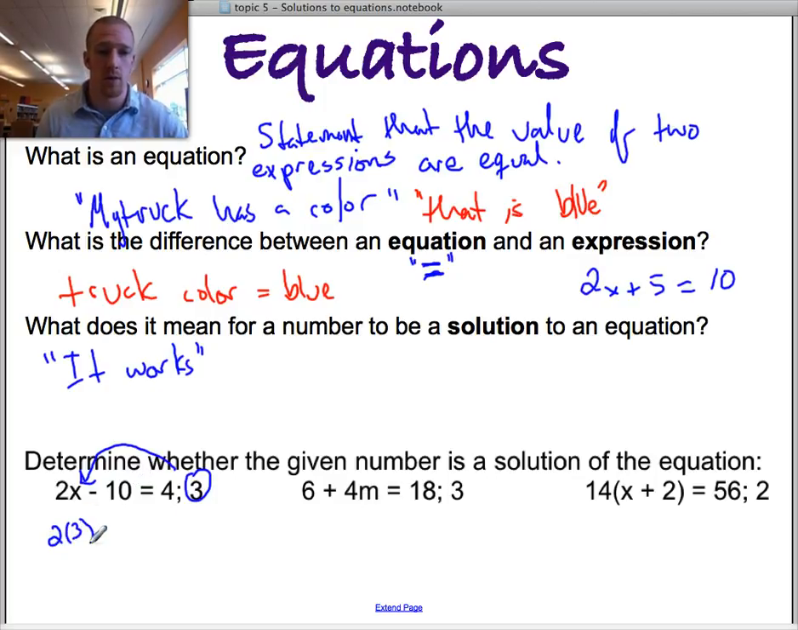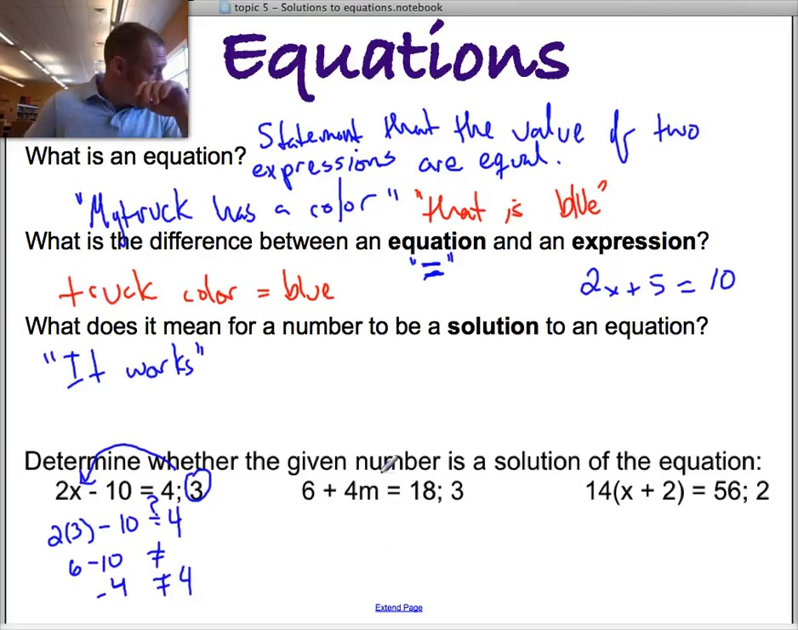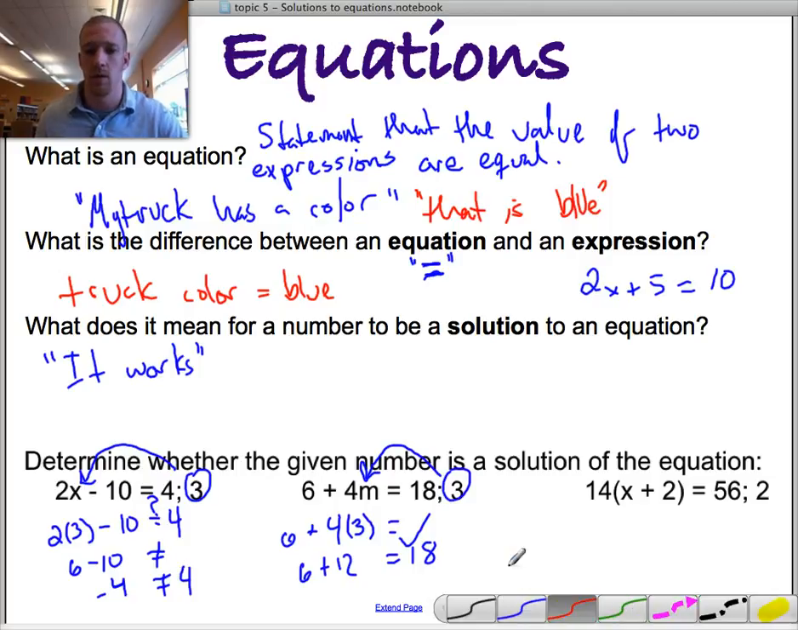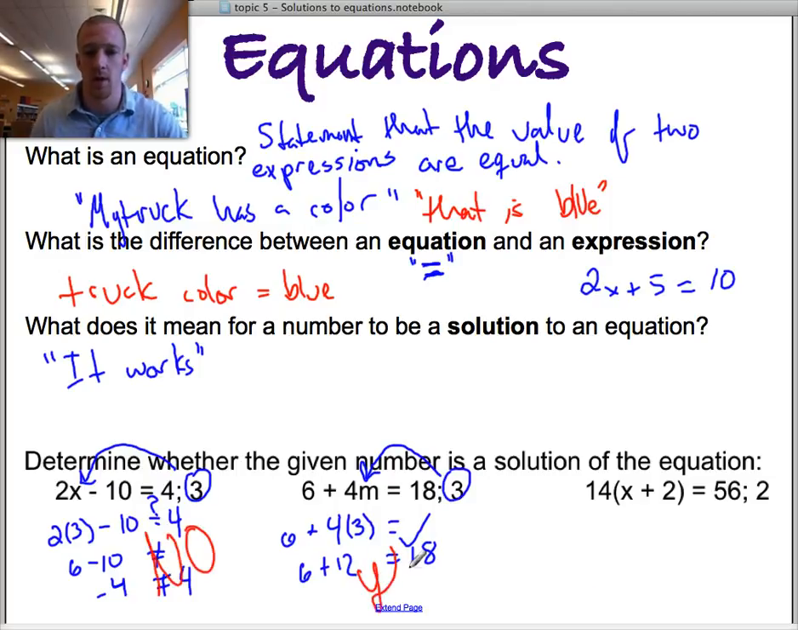So 2 times 3 minus 10 equals 4. Is that true? I like to put a little question mark over the equal sign if I'm wondering whether it's true, if I'm testing something. So that's 6 minus 10, which is negative 4. That does not equal 4. Pardon me. Let's plug in the 3. We have 6 plus 4 times 3, and that equals 6 plus 12, and that equals 18. That works. So determine whether a given number is a solution: this would be a no. This would be a yes.